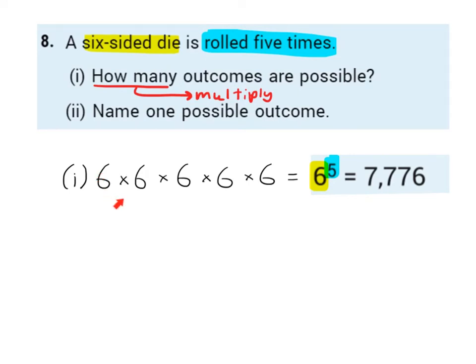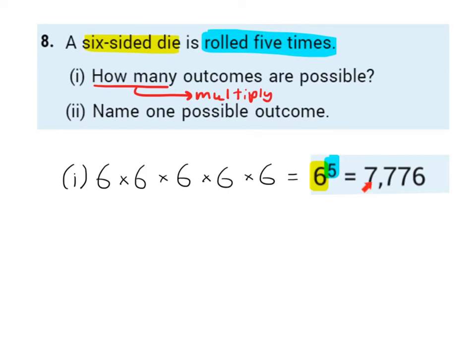So it's going to be 6 by 6 by 6 by 6 by 6, which is really 6 to the power of 5. So the 6-sided die is rolled 5 times, and 6 to the power of 5 is 7,776 possible outcomes. Part 2, name one possible outcome.